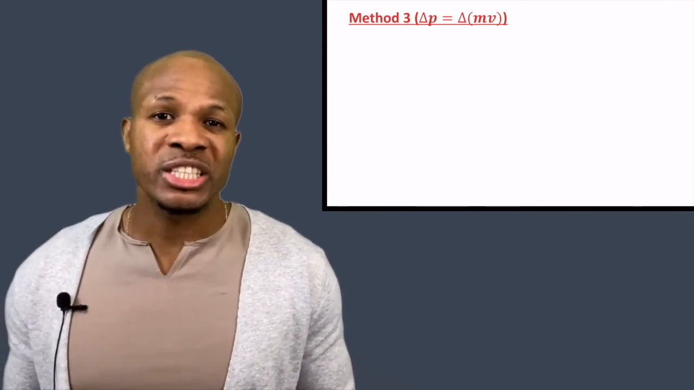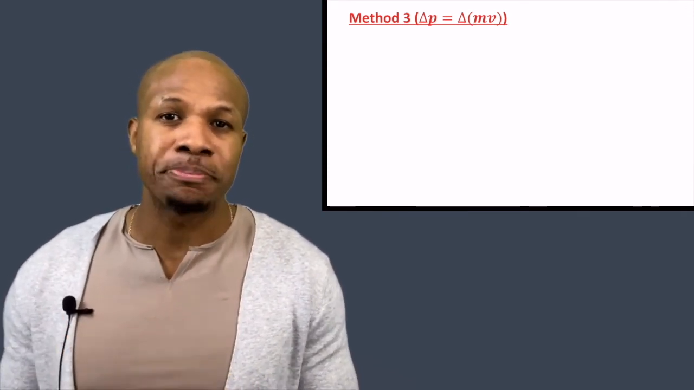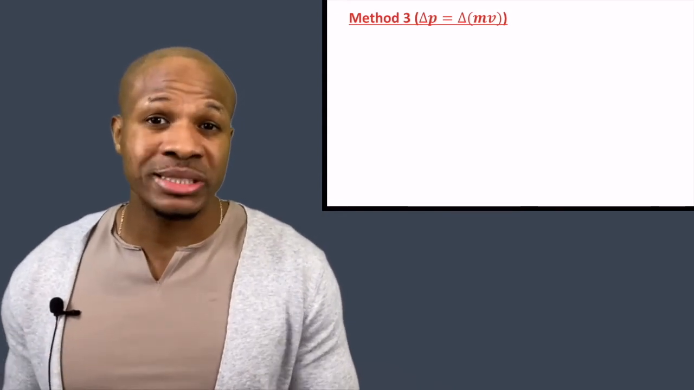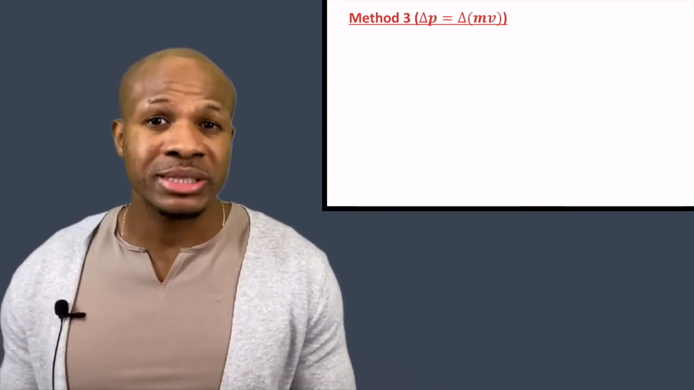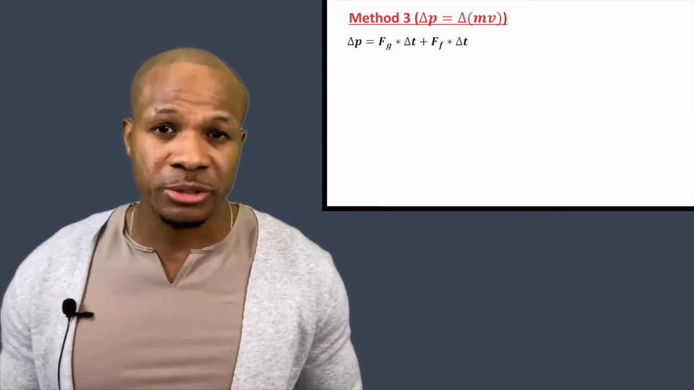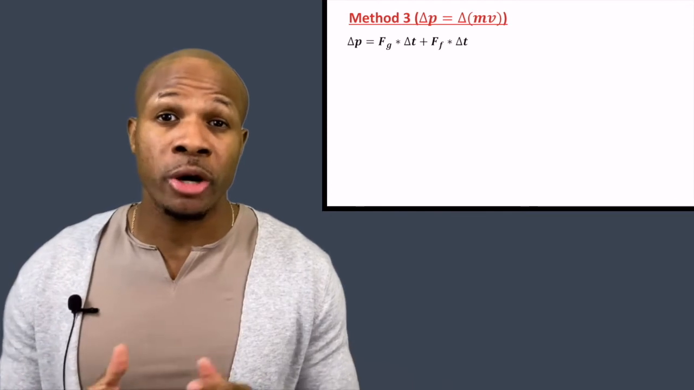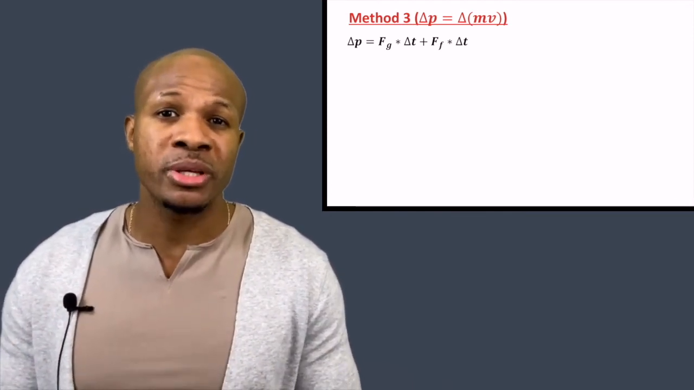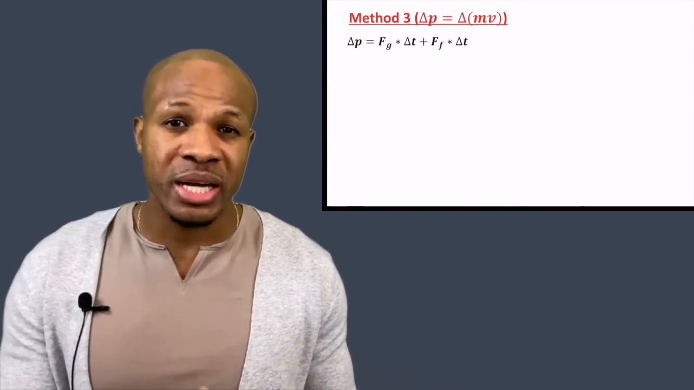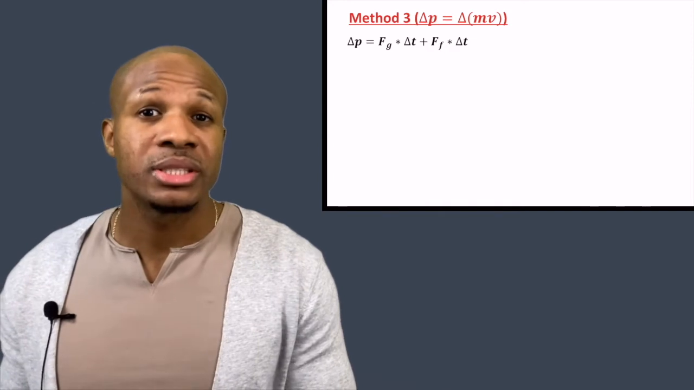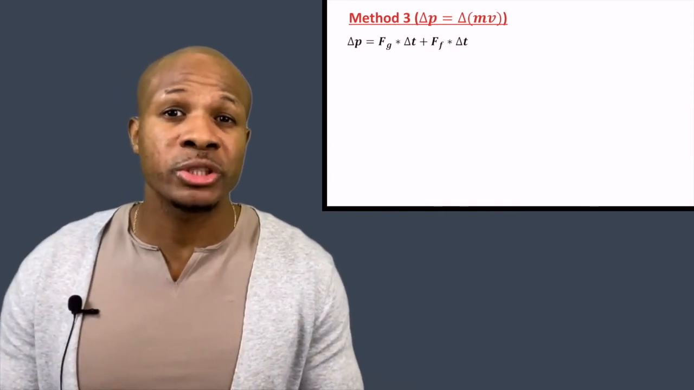Now we're going to solve this problem by analyzing momentum. The momentum of a system is going to change if there are external forces acting on the system. The external forces acting on our system are the forces of gravity and the force of friction. Therefore, the change in momentum for our system is going to be equal to the gravitational impulse, which is going to be the force of gravity times the amount of time that gravity acts on our system, plus the frictional force times the amount of time that the frictional force acts on our system.